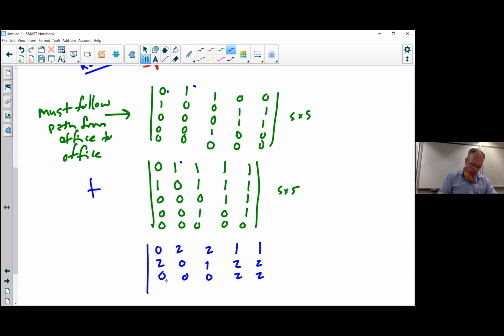0 plus 0 is 0. 0 plus 0 is 0. 1 plus 1 is 2. 0 plus 0 is 0, 0 plus 1 is 1, and then 0 is at the bottom. 4, 5. Hopefully I did that right. I got 0, 2, 2, 1, 1, 2, 0, 1, 2, 2, 0, 0, 0, 2, 2, 0, 2, 0, 0, 2, 0, 1, and then zeros all across. All right.